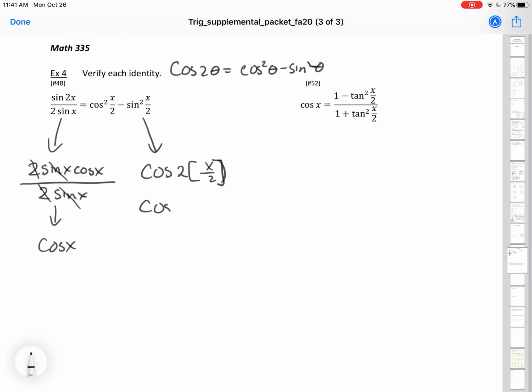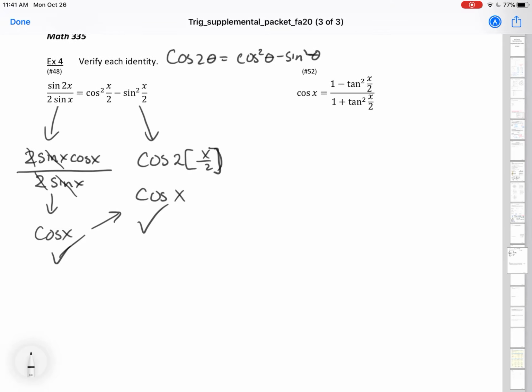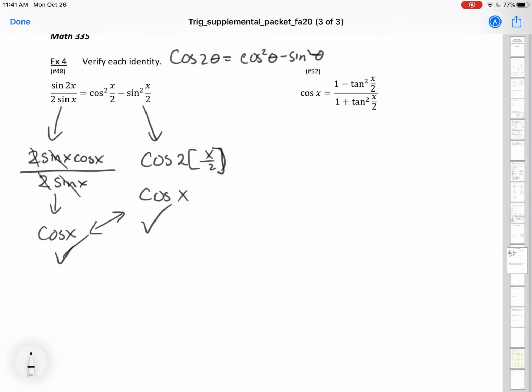Well, that's the cosine of x. So working them independently, they were the same. We verified the identity. I don't know if I've modeled that before, working from both sides independently and then showing that they're the same thing, but that is absolutely a method that can be used. Obviously here I work on the left-hand side and hopefully show the right-hand side.